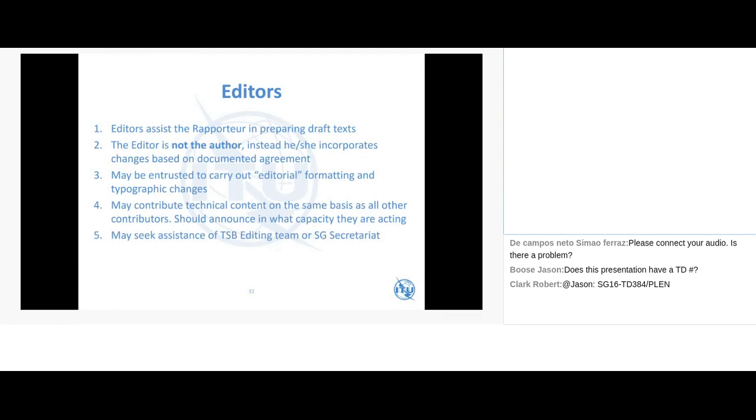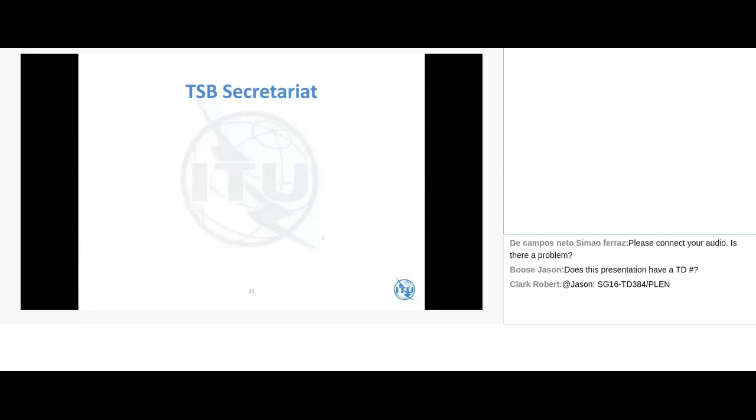Like the rapporteur, the editor can turn to the TSB editing team or the study group secretariat at any time. We can offer practical help or other forms of guidance. The TSB secretariat, so we're here to help. We're a relatively small organization of about 65 people supporting the work of all of the study groups, all of the focus groups, and all of the other activities that are going on in the ITU sector.